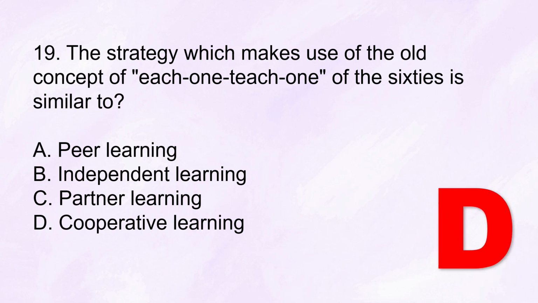The correct answer is letter D, cooperative learning. So, cooperative learning emphasizes the collaboration of students in small groups to learn and teach each other. So, this approach mirrors the each one teach one principle, where each student learns from and then shares their knowledge with other students. Okay, letter D is the best answer.